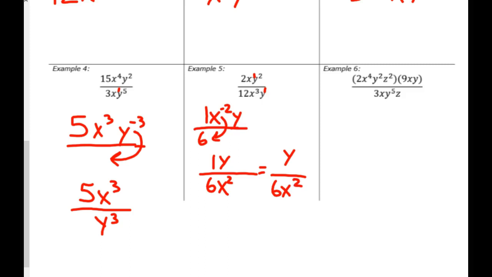Now example 6 is multi-step. Of course, we need to simplify the top, the numerator. So 2 times 9 is 18. And then we're going to add up all the powers for x and y. So x to the 4th and x to the 1 is x to the 5th. Y squared and y to the 1, y cubed. There's only one z, so z squared will go right here. Over, and on the bottom we'll have 3xy to the fifth.